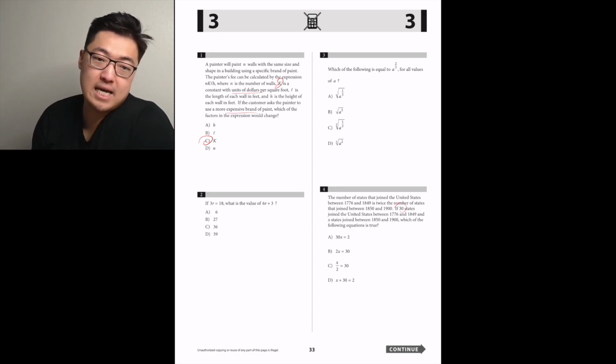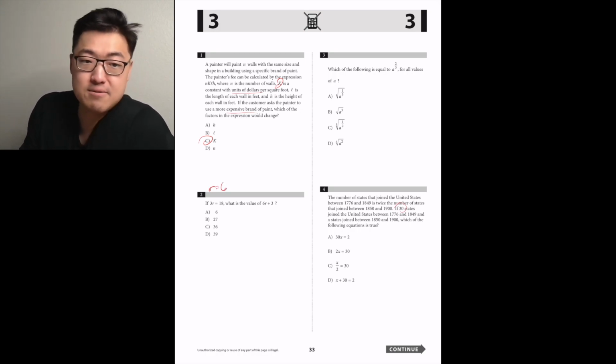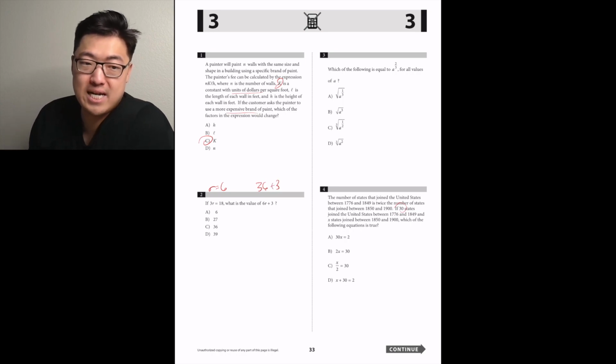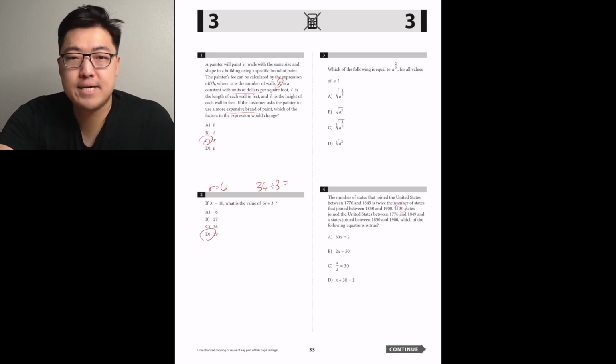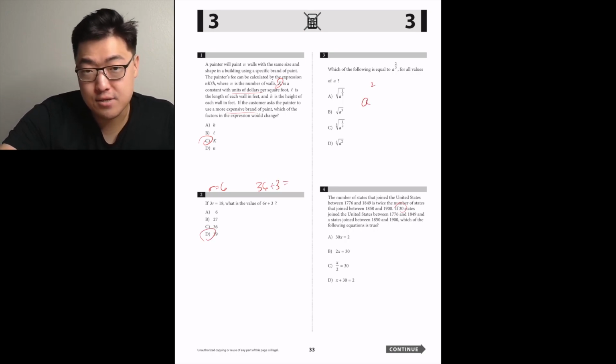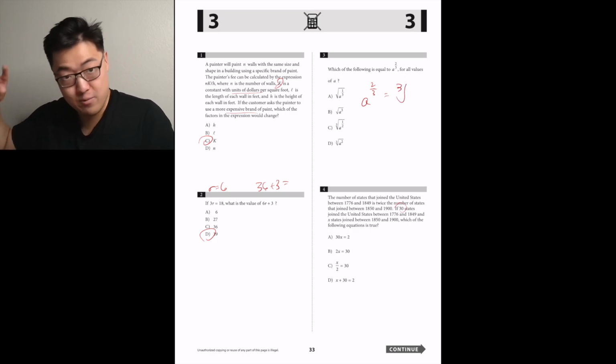If 3r equals 18, r is 6. What's the value of 6 times 6 plus 3? 39. D. Which of the following is equal to a to the 2/3? A to the 2/3 is the cube root of a squared.